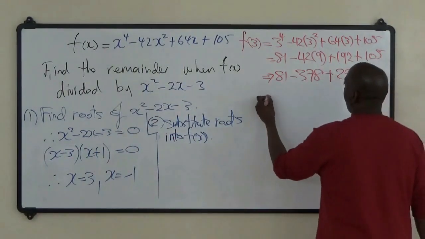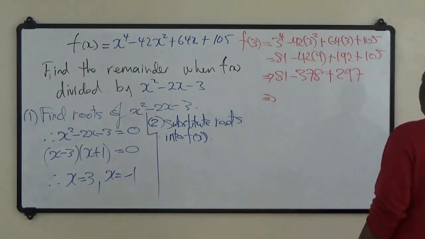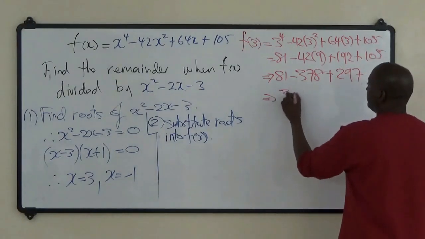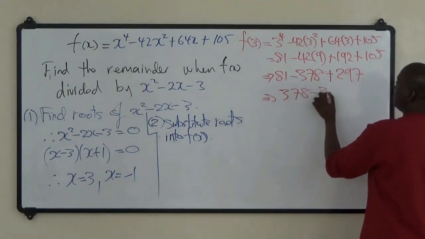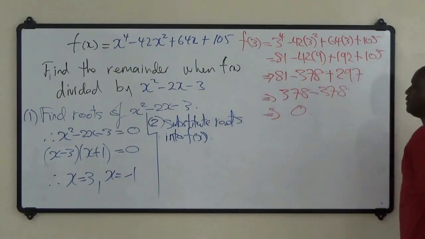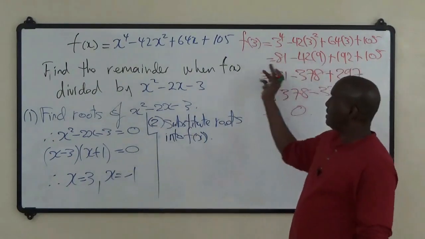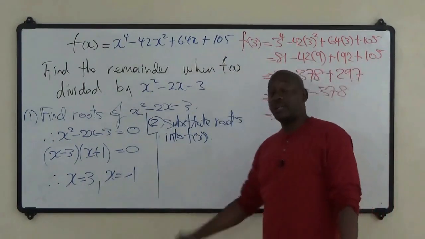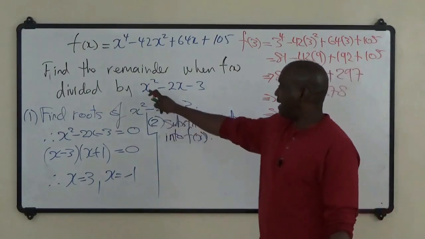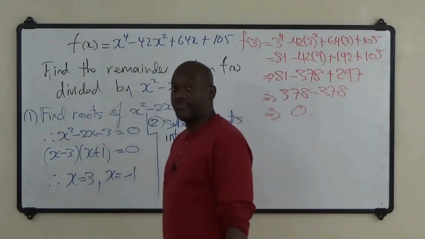So 81 plus 297 is... 71 is 8, 29 and 8 is 37. So you'll have 378 minus 378, which is our good friend 0. So when we substituted x equal 3 back into the dividend, we got a remainder of 0. So we know that x squared minus 2x minus 3 is a factor of f of x.